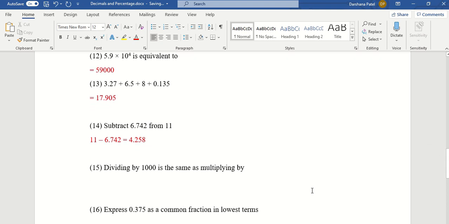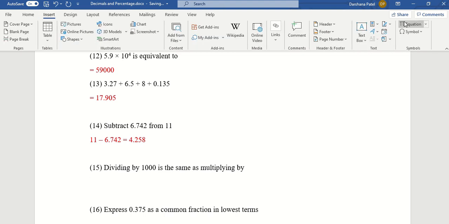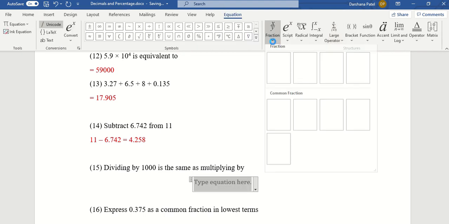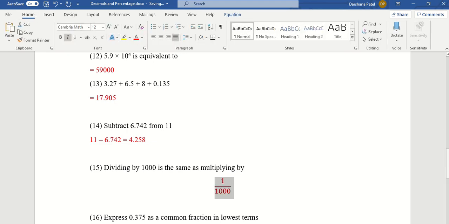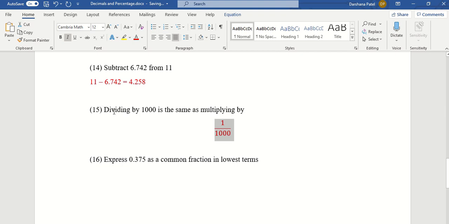Dividing by 1000 is same as multiplying by its reciprocal, and reciprocal of 1000 will be 1 over 1000. So dividing by 1000 is same as saying multiply by 1 over 1000. So dividing by 5 is same as multiplying by 1 over 5. If this number was million, then it will be 1 over million. Dividing by a number is same as multiplying by its reciprocal, which is 1 over whatever the number was.